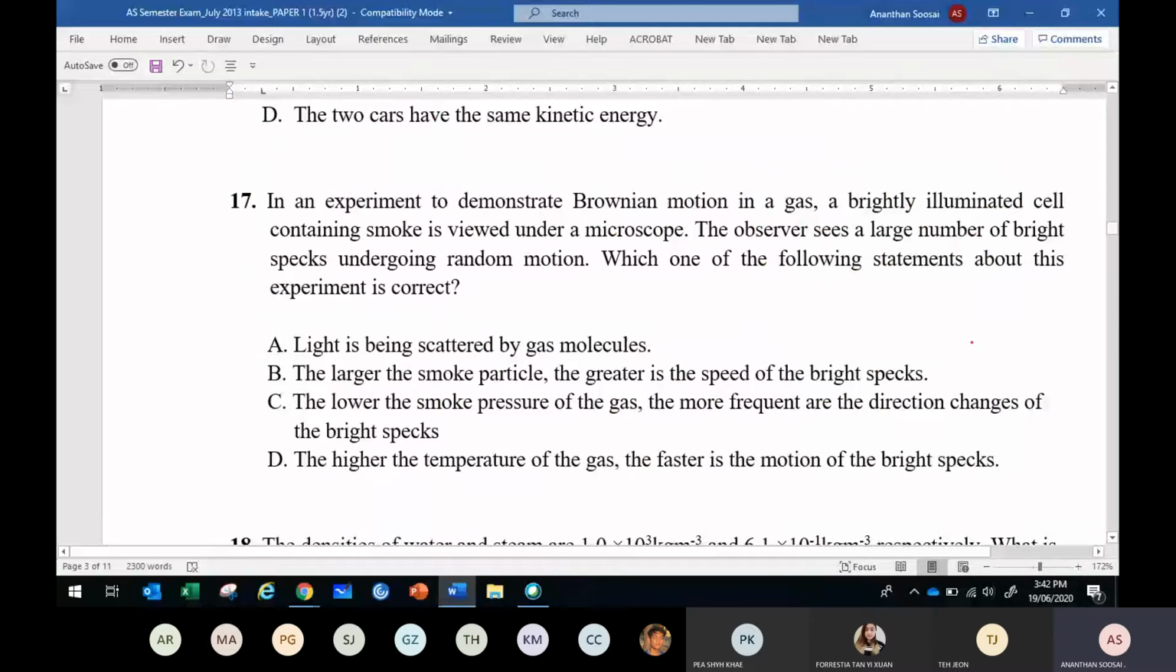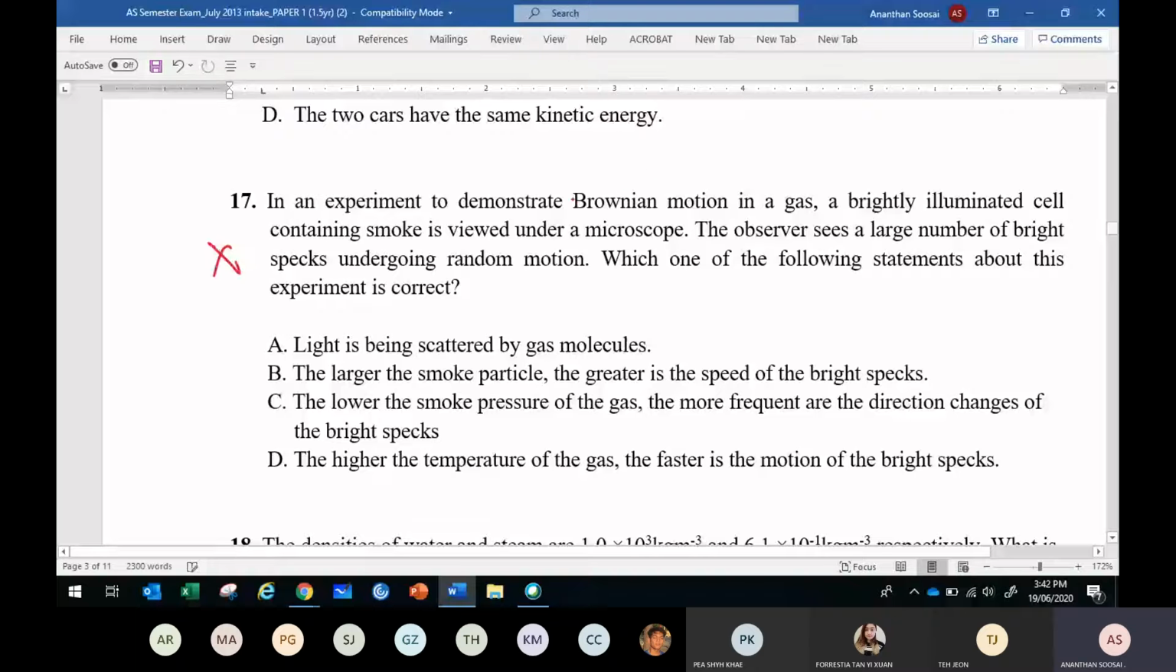Following statement about the experiment is correct. Okay. So I think 2017, I think they did some changes to the syllabus. This is a 2013 paper. This is not in your syllabus.